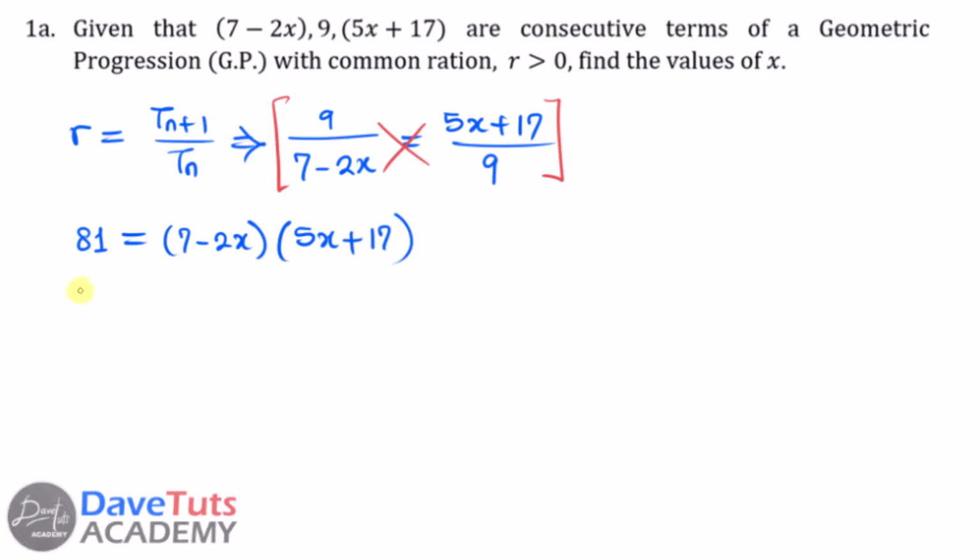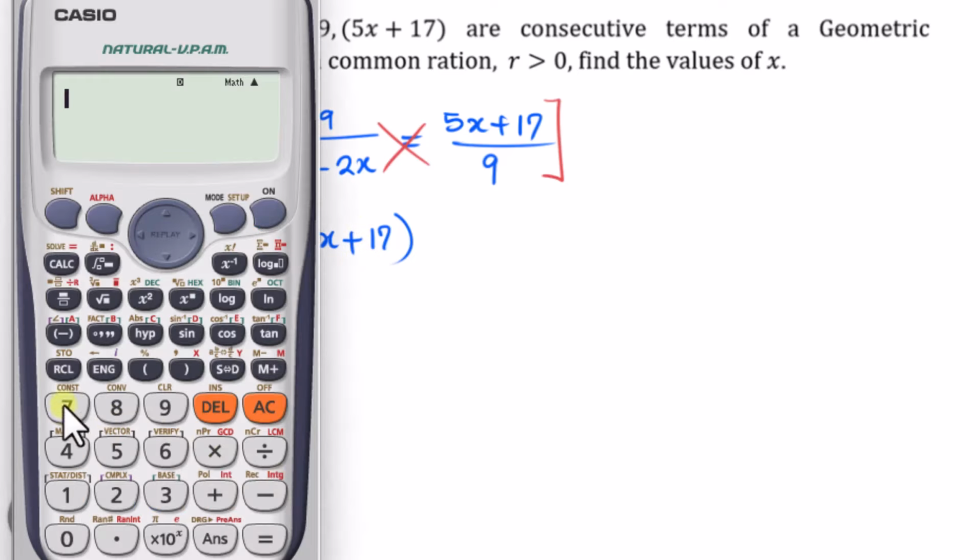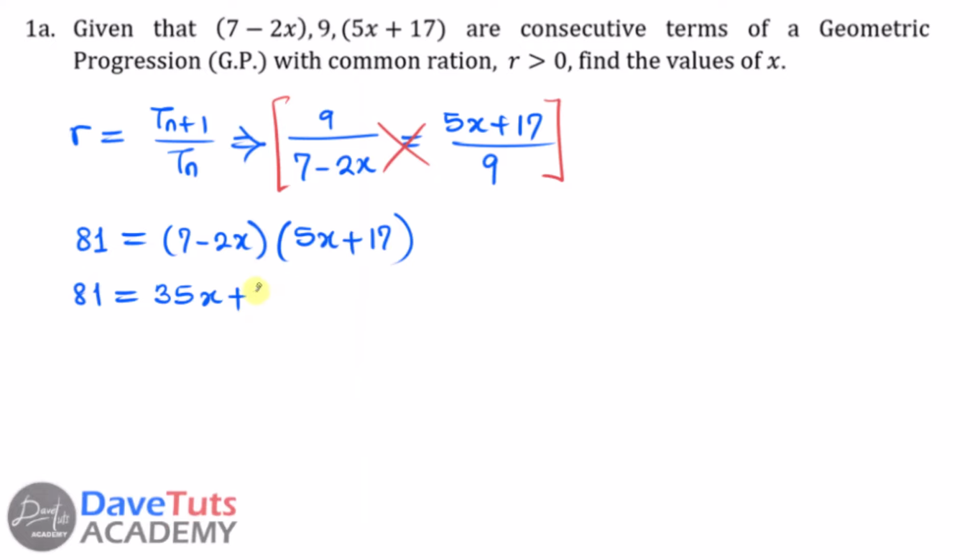Okay, so here we still have that 81 is equal to 7 multiplied by 5x, which is 35x. 7 multiplied by 17, let's bring in our calculator for that. 7 multiplied by 17 is 119, so we have 119. Then minus 2x multiplied by 5x, we need to be careful here. It is minus 2 multiplying some other thing, so it will still be negative. So we have minus 10x squared. Minus 2 and 5 will give us minus 10. x and x will give us x squared. Then minus 2x times 17 will give us minus 34x.